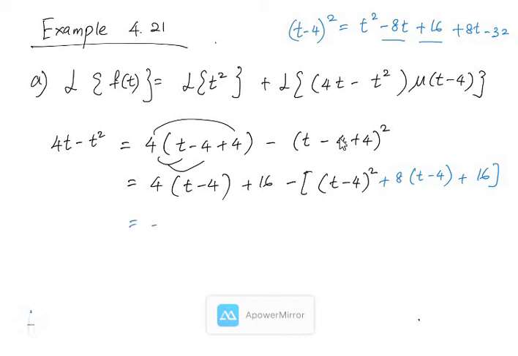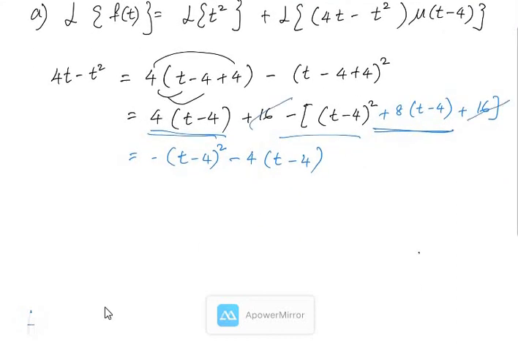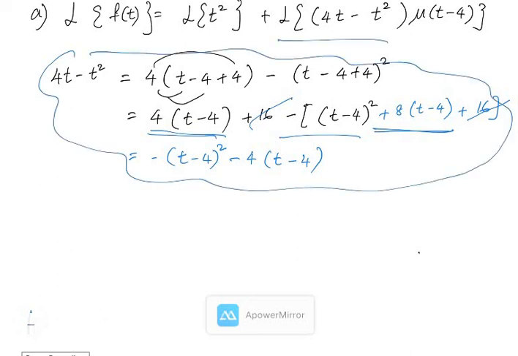So I write it here is equal to negative. So this part 4 times (t minus 4) plus, okay, this one. So it's a minus. So you have minus (t minus 4) squared, and this part minus this part you have minus 4(t minus 4). 16 and 16 we can cancel out. So this is basically this part only for here.